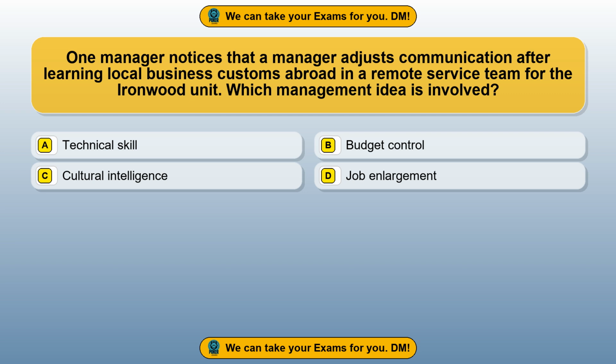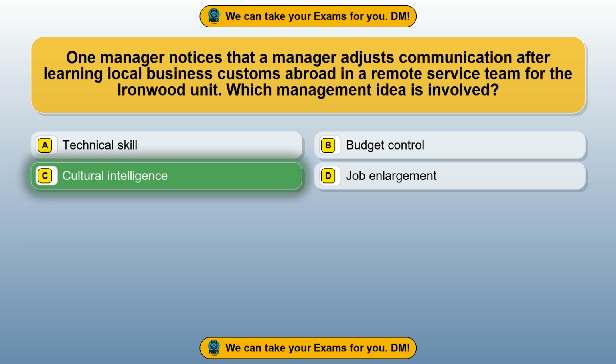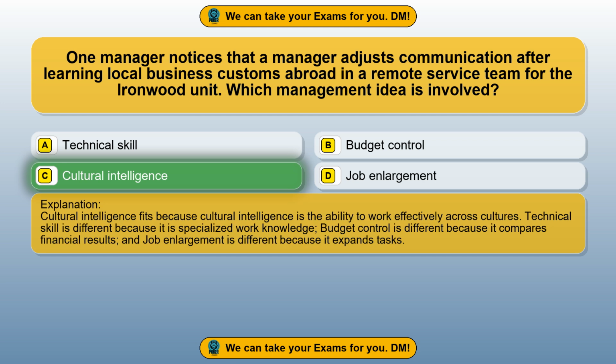Which management idea is involved? Option A, technical skill. Option B, budget control. Option C, cultural intelligence. Option D, job enlargement. The correct answer is option C, cultural intelligence. Cultural intelligence fits because cultural intelligence is the ability to work effectively across cultures.